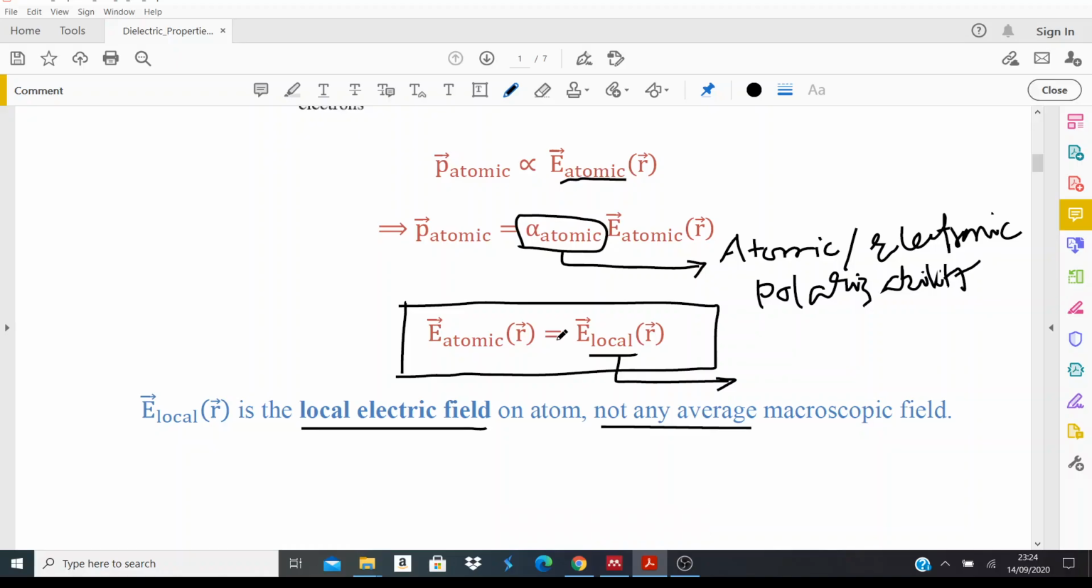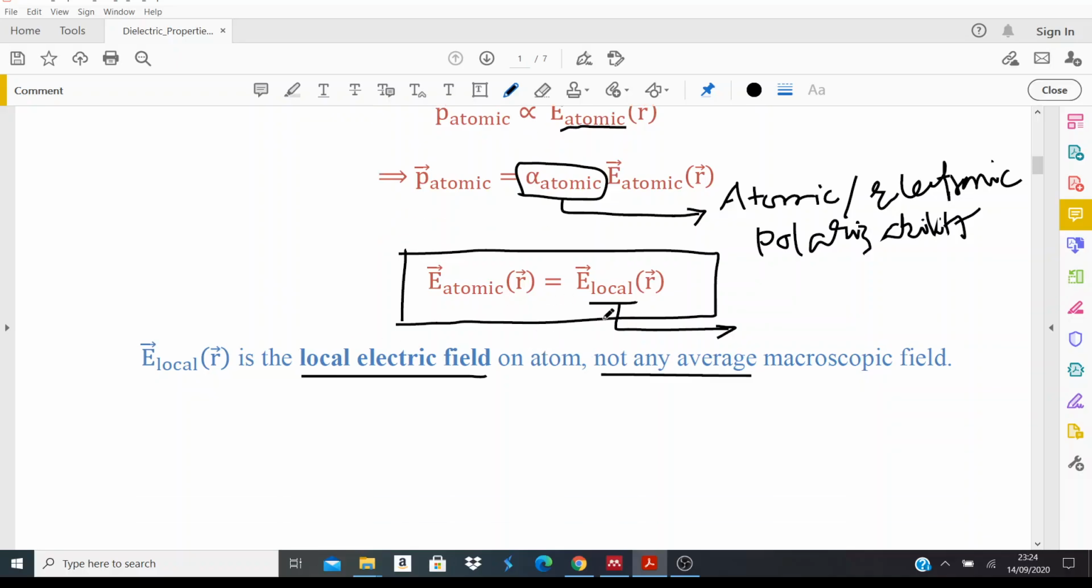In later lectures, I will bring this topic back and clearly distinguish the local electric field, because Lorentz first understood that in order to study the dielectric behavior of a material, you need to calculate not the average electric field, but the local electric field, because individual atoms really see these local fields. It's really important to calculate the local electric fields acting on the atoms. I will discuss this, but remember that's not any average macroscopic field.